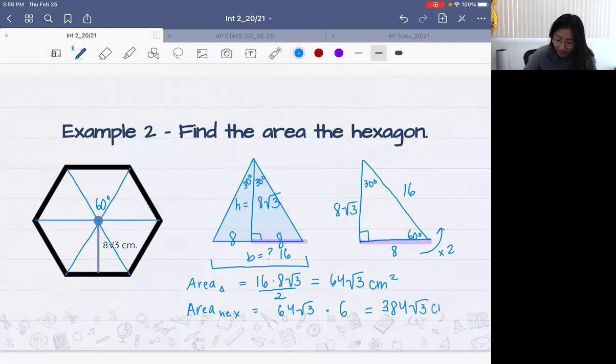And then I get centimeters squared. So that's my final answer. So hopefully that's not too bad, just because we've done it several times. Let me move myself first. And that's my answer there. Okay, moving forward.